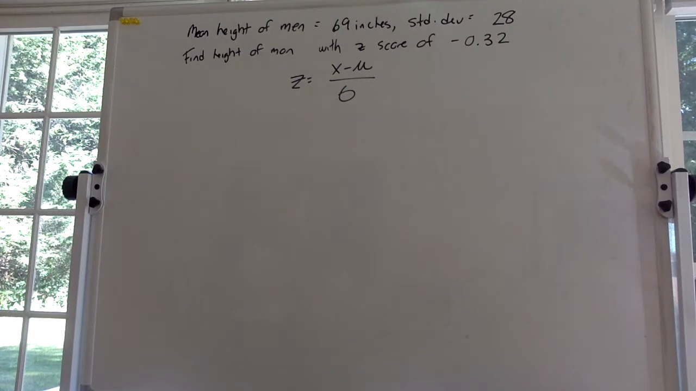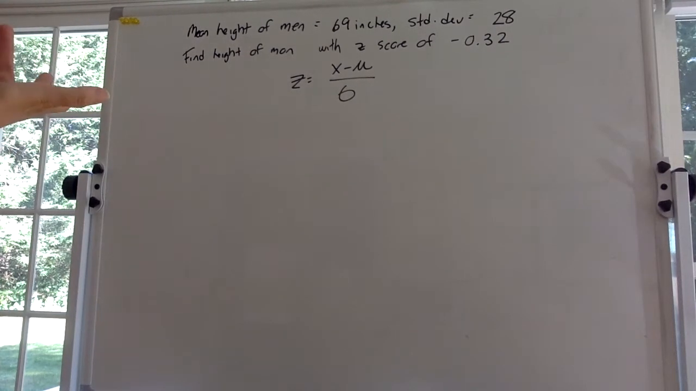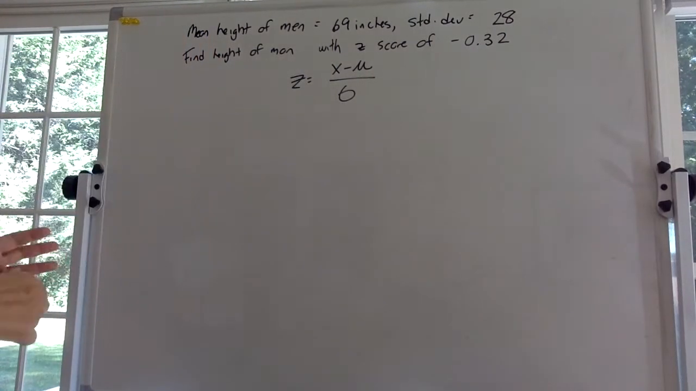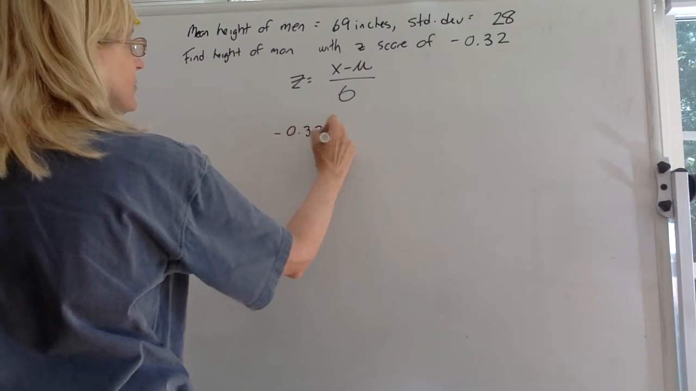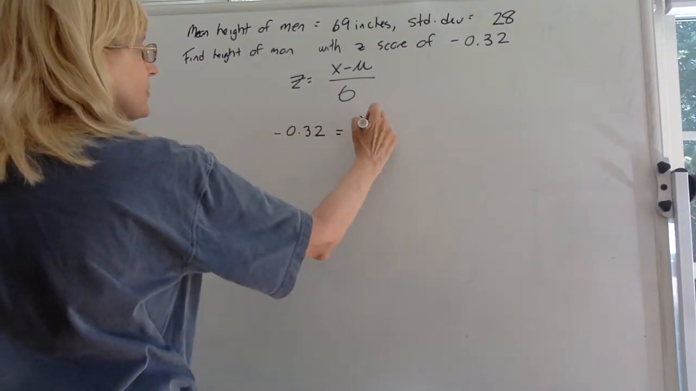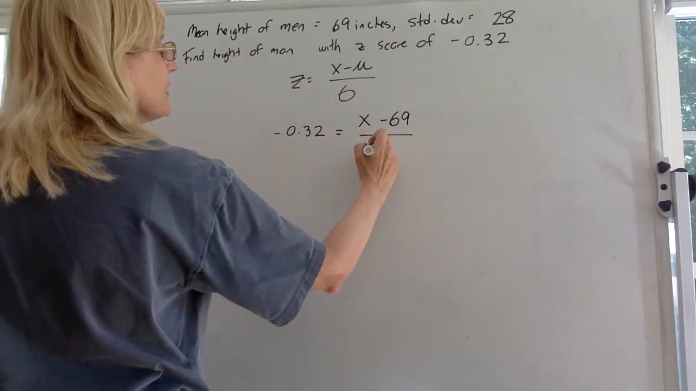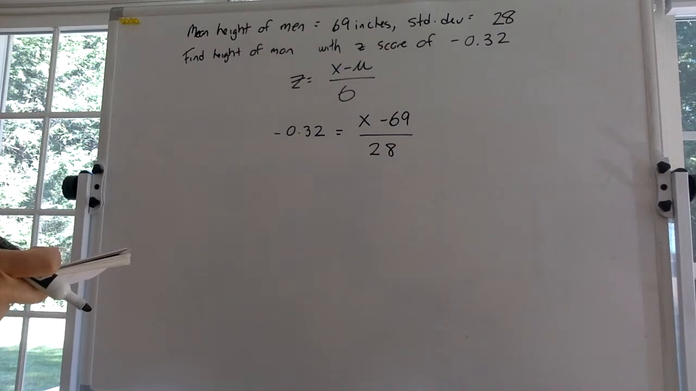Basically, in this case, we're still going to just plug into the z equation, but this time we don't know the height of the man. We don't know the x. So we know everything but the x in this formula. So we're going to plug in. We know the z is negative 0.32. We don't know the x. We know the mean is 69. And we know that the standard deviation is 28. So now this just becomes a simple algebraic problem.